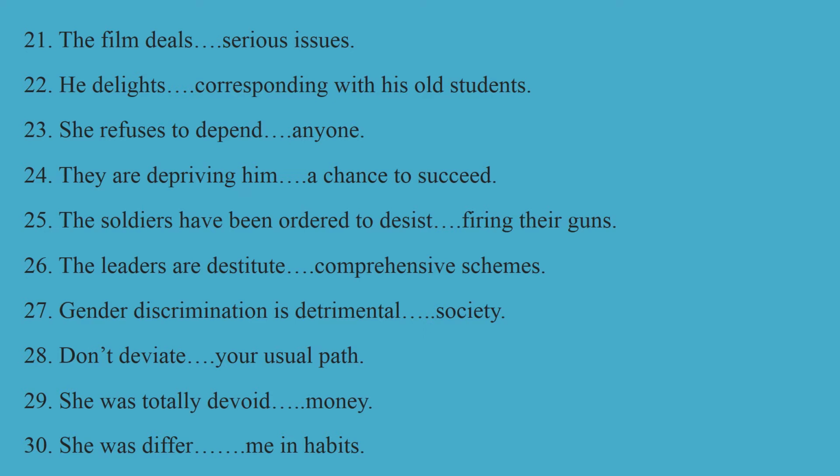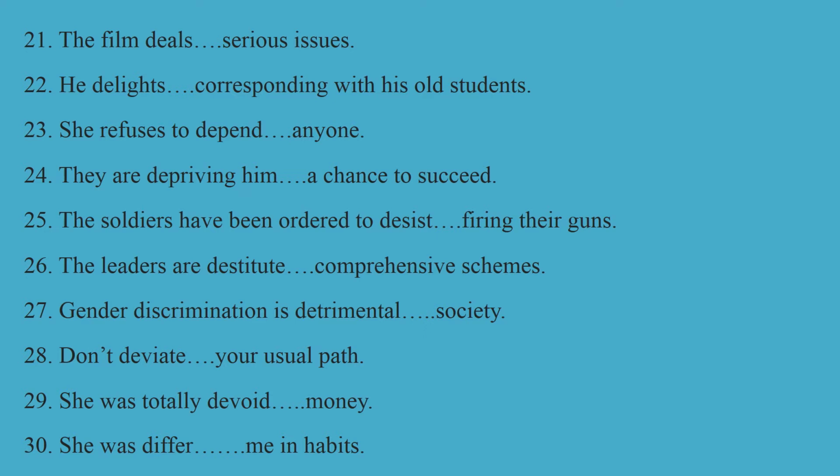She refuses to depend on anyone. Now students have a little confusion here regarding upon and on. I must tell you that upon has the same core meaning as on. On and upon are the same prepositions. They mean the same. Upon is sometimes more formal than on, but it is preferred in phrases like once upon a time, upon my word, row upon row of seats.